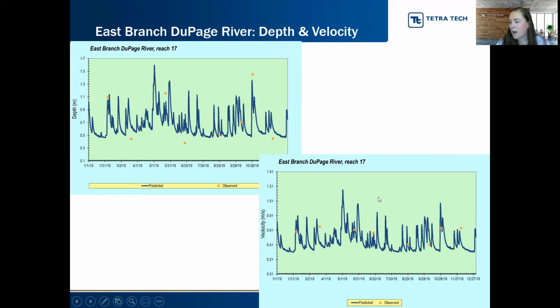Similarly with velocity, which plays a big role in dissolved oxygen and reaeration, we want to make sure that we have a reasonable simulation of the velocity at these locations as well.